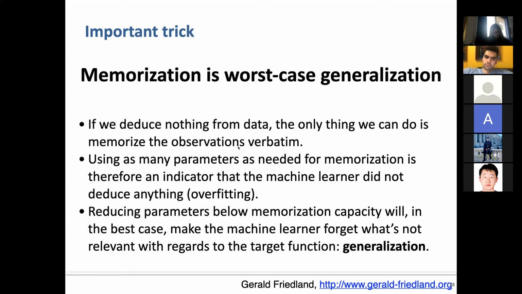And now we will make an assumption, okay, and that's our engineering assumption. It's not necessarily mathematically or even scientifically true. We will make this assumption for the rest of the class because we want to measure. We will say, if we use as many parameters as needed for memorization or more in our machine learner, then we didn't deduce anything and we're overfitted.